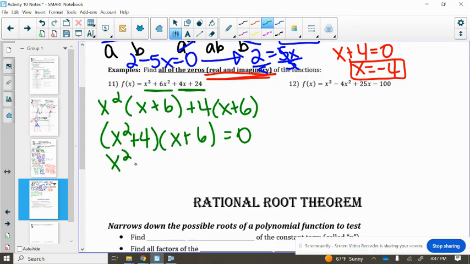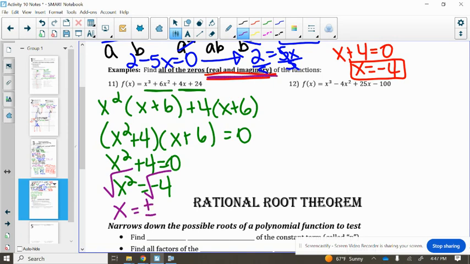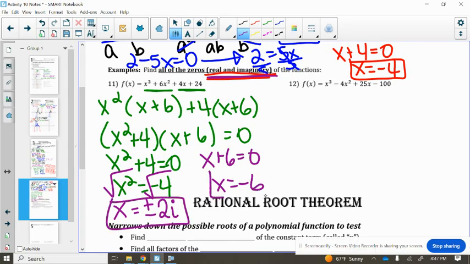Now previously, as we set each piece equal to 0, if we would have seen this, we would have said, whoa, whoa, whoa, taking the square root of a negative, that's not great. But this time, because we want the real and the imaginary, what ends up happening is we get the square root of 2i, or -2i, as our 2 solutions there. And then, of course, we still need to set x plus 6 equal to 0 to get that answer of x equals -6 as well for number 11.